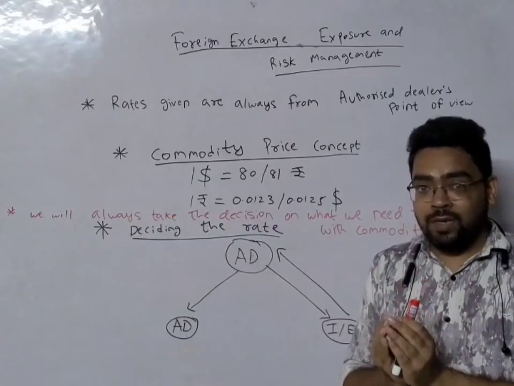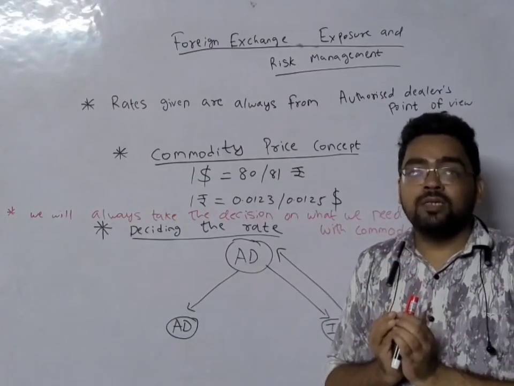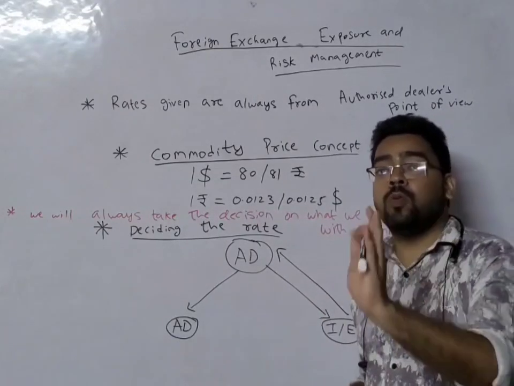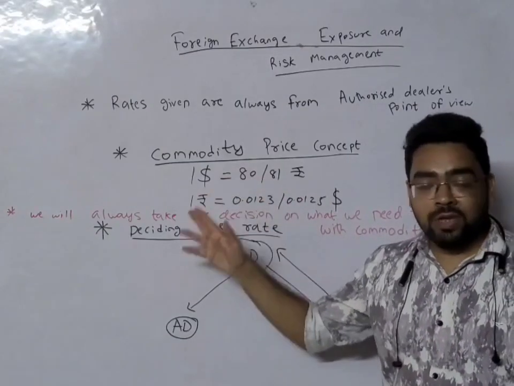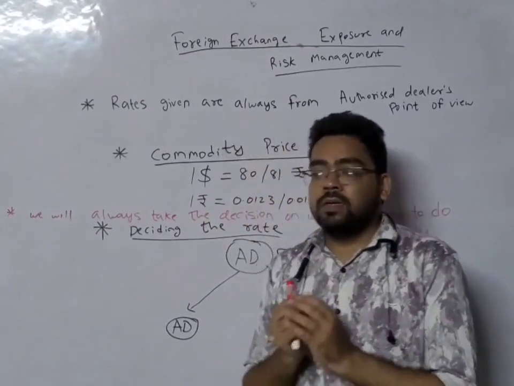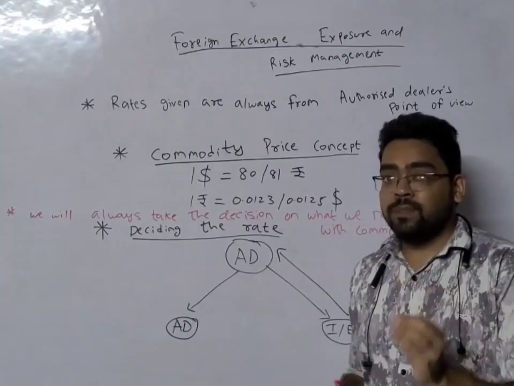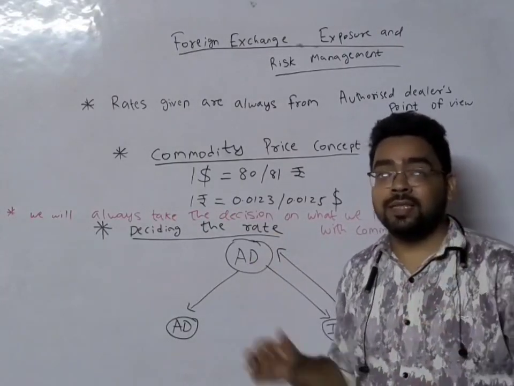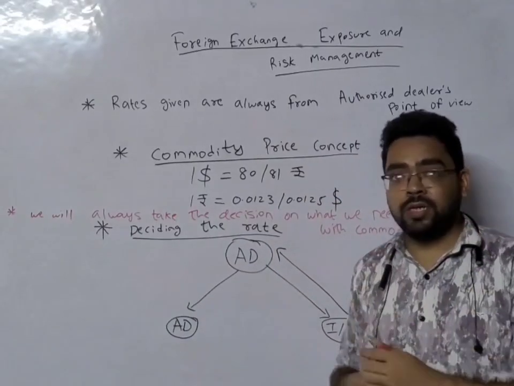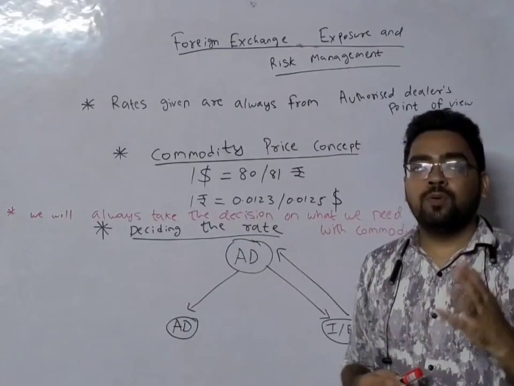You need to always take the decision based on what to do with the commodity, and the commodity will be the currency on the left side. Again, we will repeat this. Next is the commodity price concept. In this, we assume the left side currency as a commodity and the right side currency as the price of that commodity.